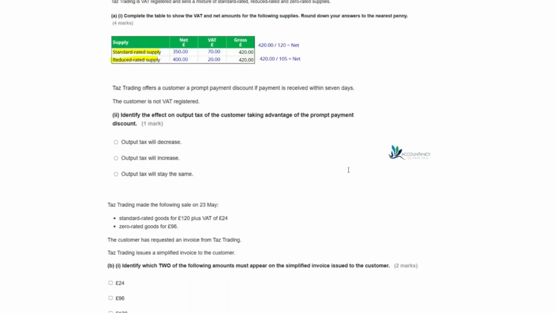TAS Trading offers a customer a prompt payment discount if the payment is received within 7 days. The customer is not VAT registered. Identify the effect on output tax of the customer taking advantage of the prompt payment discount. So the output tax is what we as a business have to pay over to HMRC on the total sales. So if we reduce it by a prompt payment discount, it means that the output tax will decrease.